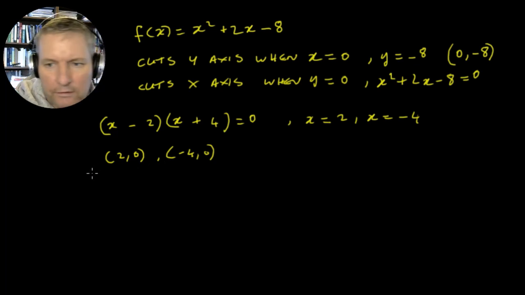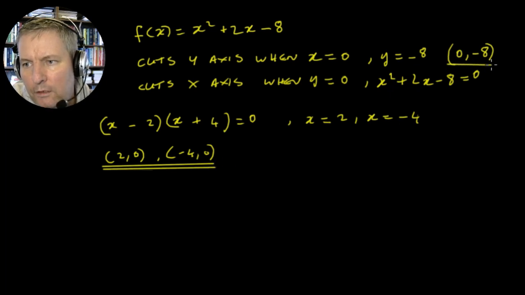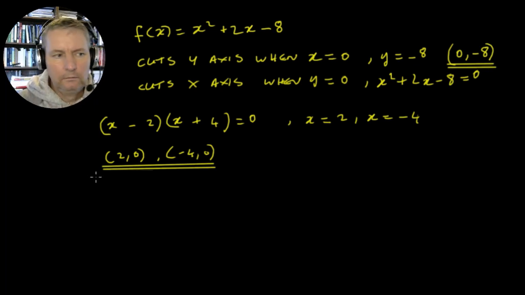So I'll just underline some of these points here. So we've got a point here, these 2 points here. I've also got this point up here. Now we're interested also in the turning point. So we get a turning point when f derivative of x is equal to 0.